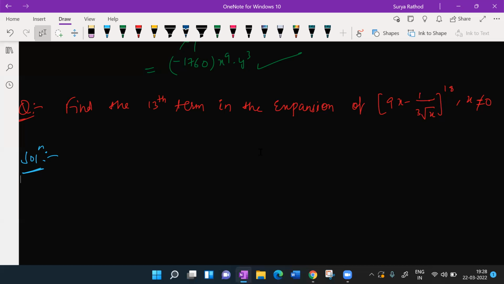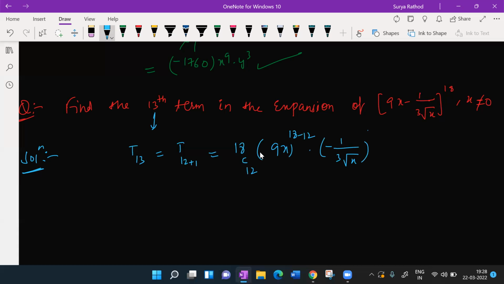Guys, you are not so quick. It is a very simple question; you are taking much time. Look at how simply we can solve this question. The 13th term is asked. Just now I told you, beta, he is talking about T13. T13 can be written as T12 plus 1. Am I correct? So now look at it. nCr, what is r here? 12. Into what is a here? a to the power of n minus r. Into what is b here? Minus 1 by 3 root x to the power of r. Correct? This is how we can write this, beta.